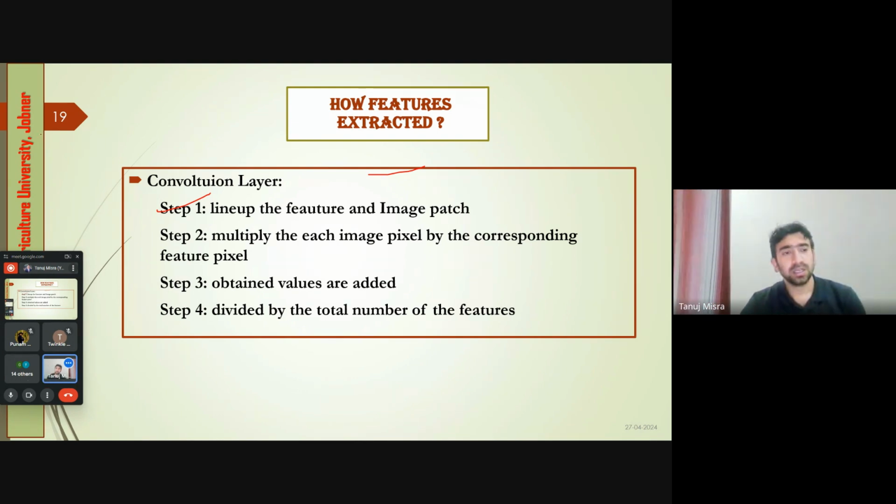Okay. So how does this work through the convolution layer? The first step, it lines up the features. Next, it multiplies each image pixel by the corresponding feature, and then it adds them up. How does it happen?